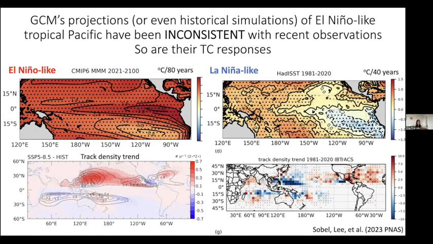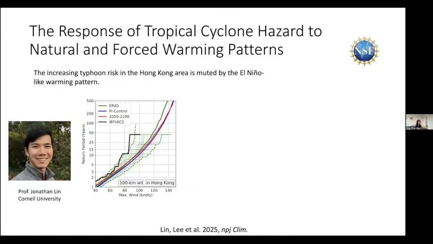So how does that link to the risk? Does that matter? If there's no impact on risk, then we don't need to care, right? So a recent work by our previous postdoc, currently a professor at Cornell University, looked at tropical cyclone hazards in the Hong Kong area.